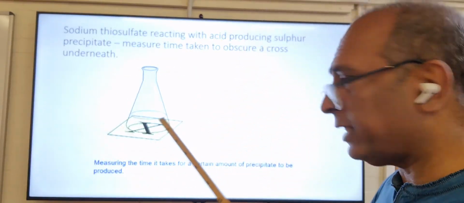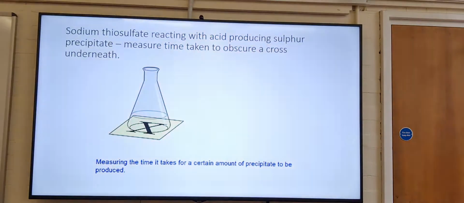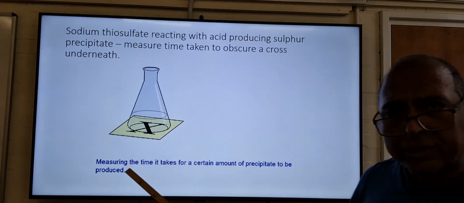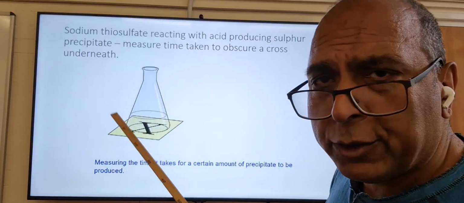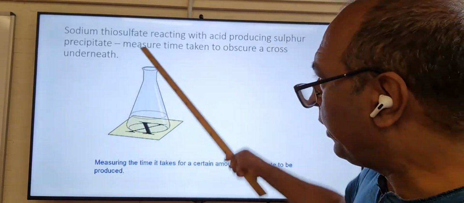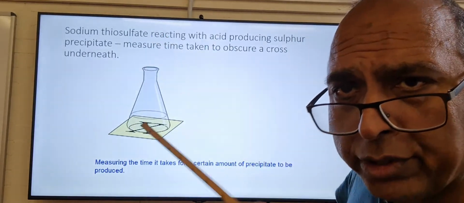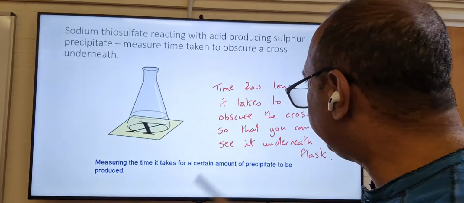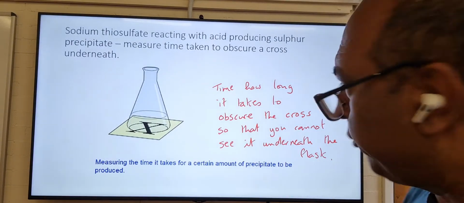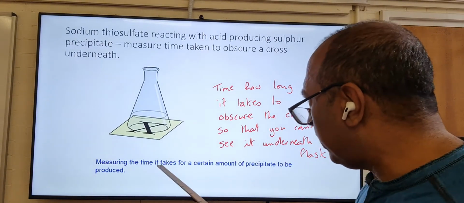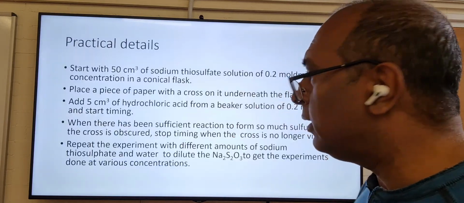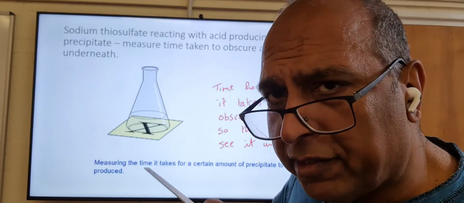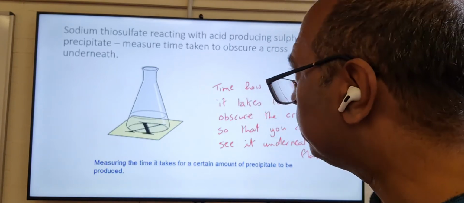There. That's the apparatus set up. The apparatus setup is that we're going to do the experiment in a conical flask. We're going to look from the top downwards towards the cross that's underneath, and we're going to time how long it takes to obscure the cross, and we measure the time it takes for a certain amount of precipitate to be formed, and with that time we are going to do 1 over the time to give us our rate.